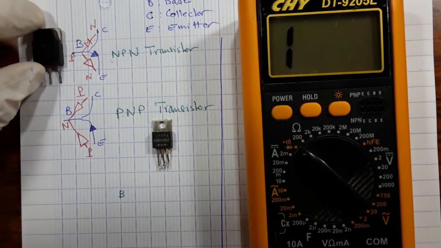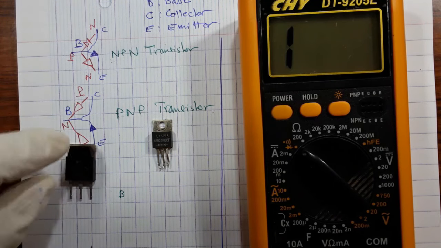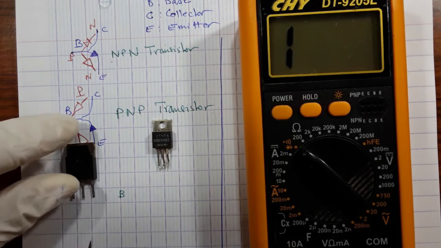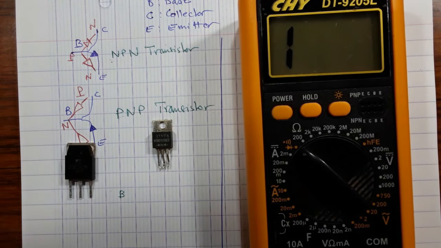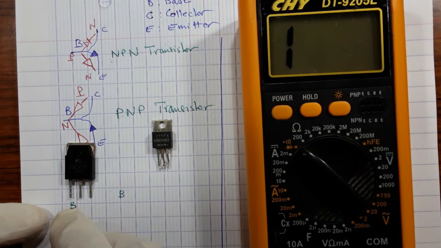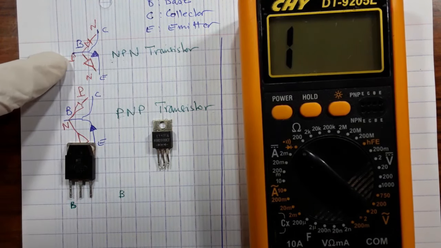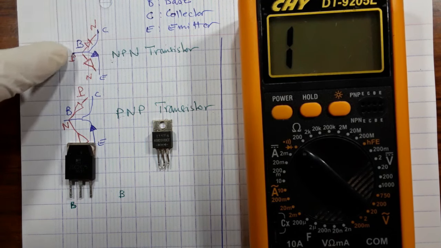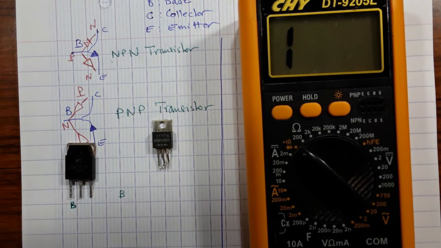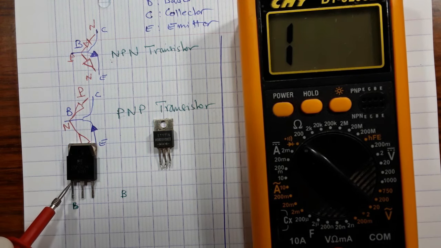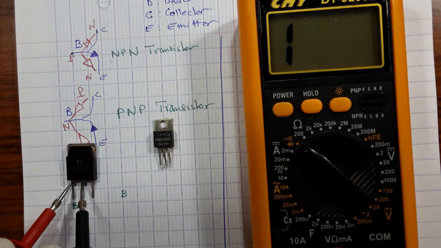So by the way, I want to add other things. For example, let's take this transistor. So this is an NPN transistor, okay? So here we have the base. So what about the collector and the emitter? Is this the collector or this? Because this is the NPN, as you see here we have NPN, so the center is the positive. So let's put the positive probe of the multimeter here on the base.